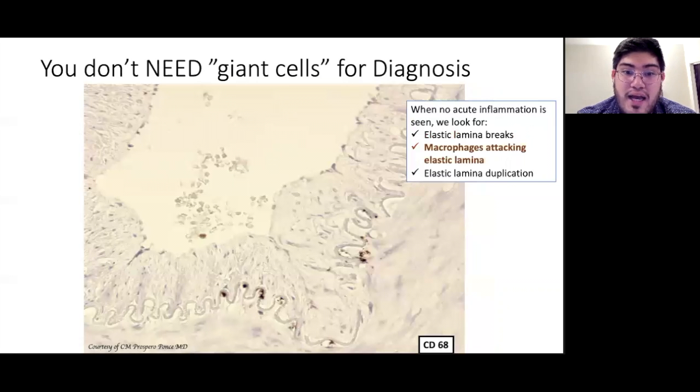Now this next slide, you can see here what we know as CD68, which is a marker for macrophages and other inflammatory cells like monocytes. So here we know that they're actually located at the elastic lamina, telling us they're actually attacking the elastic lamina. This is telling us that although no giant cell is seen, there's actually active disease present at the level of the arteries. So it's very important to communicate to the pathologists that even though there are no giant cells, they can still do a couple of these stains to find out if there's present disease.